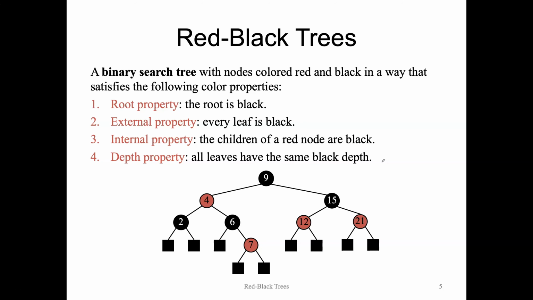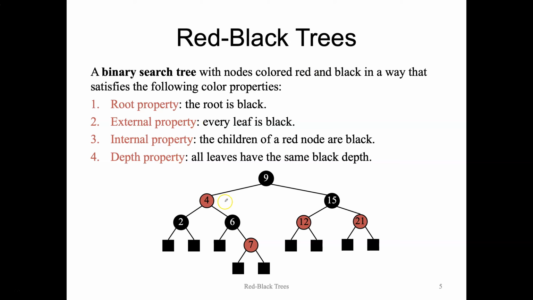So this is a binary search tree, so every internal node has exactly 2 children. A binary search tree where every node is colored either red or black, and we do so in such a way where we satisfy these 4 color properties. So just like with the other tree data structures we've seen, we're only storing the key element pairs at internal nodes, and we're not storing anything at external nodes.